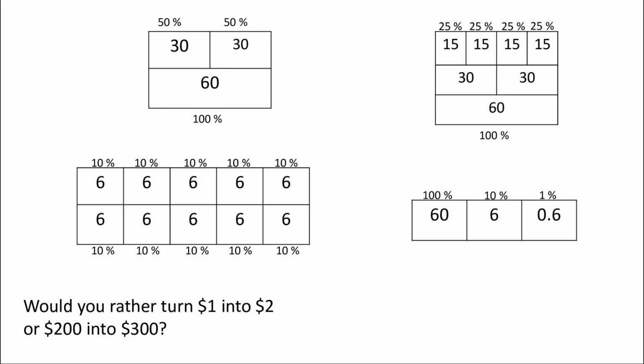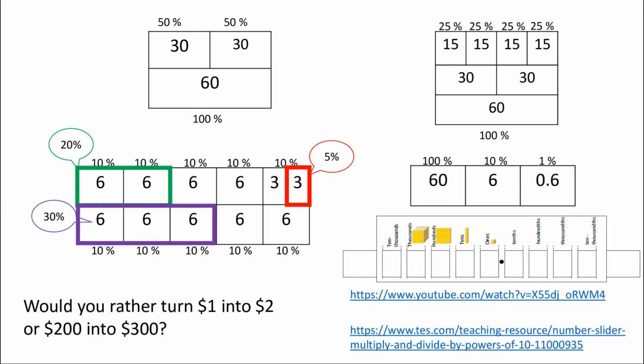So I use boxes to do the basics. For example, 20% is 2 lots of 10%, 5% is a half of the 10%, 30%. I could ask you what 90% of $60 is, and you could see that it would be 9 boxes. I use a number slider to show them how the 60 divides by 10 and divides by 10. So that's on tests.